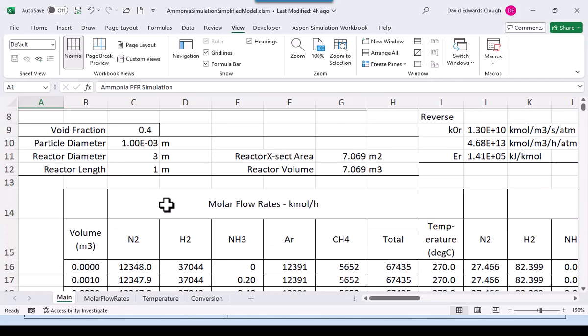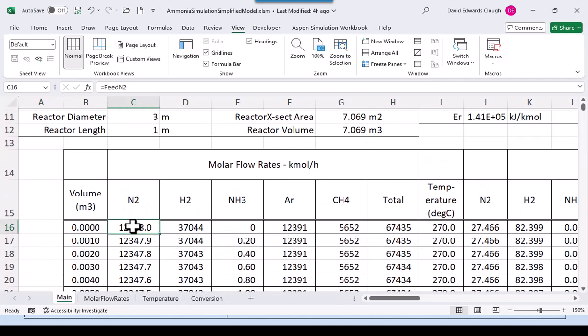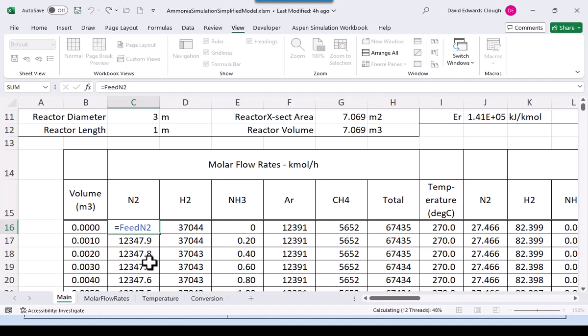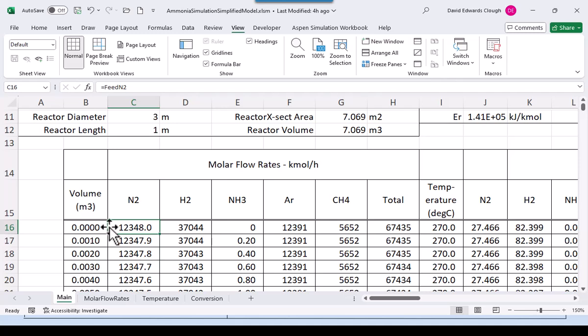And then if we come back up to the top, what we've got for our first row is our initialization row. So if we look at this one, this is just a pointer to the feed of nitrogen, which is above in the operating conditions. And that is the same for the hydrogen, the nitrogen, and then we have flows of argon, of the inerts, argon and methane, and those are molar flows, and those do not change as they go through the reactor.